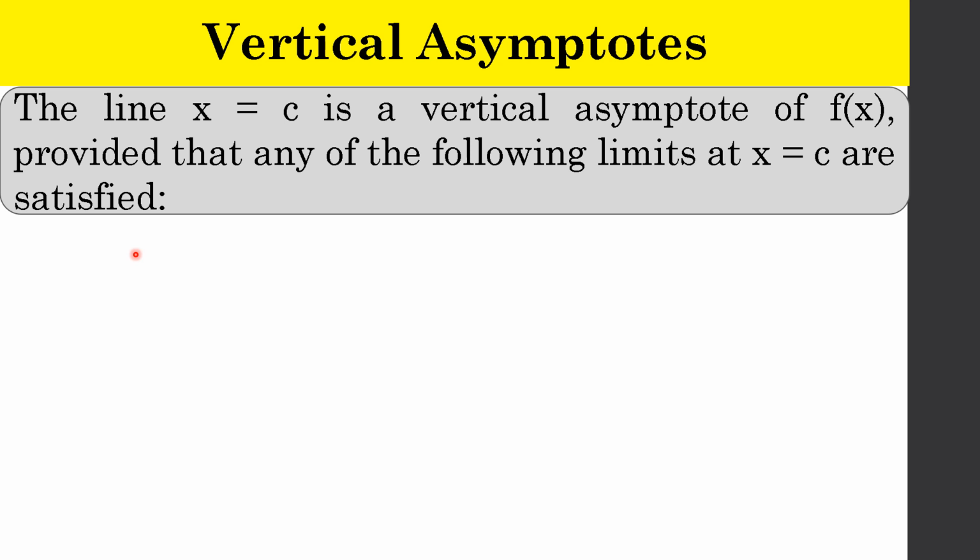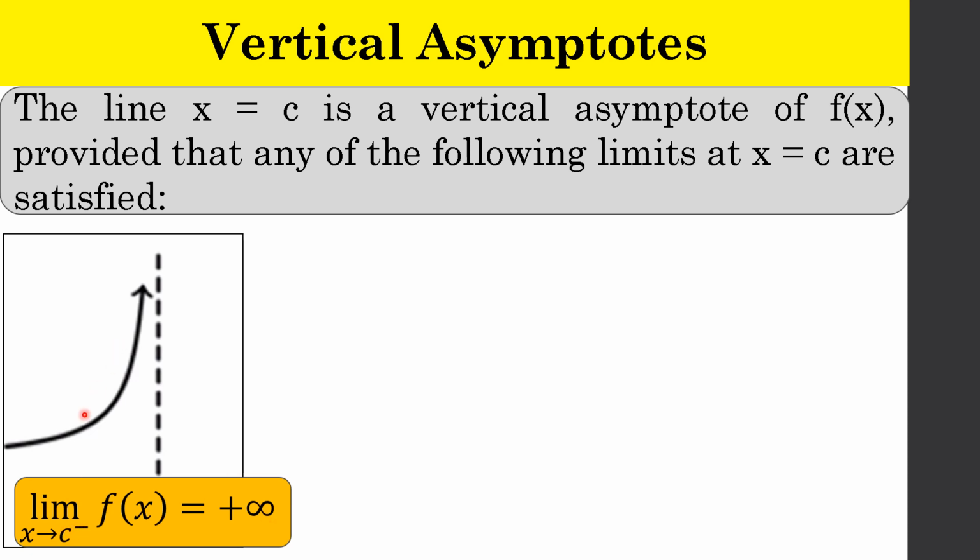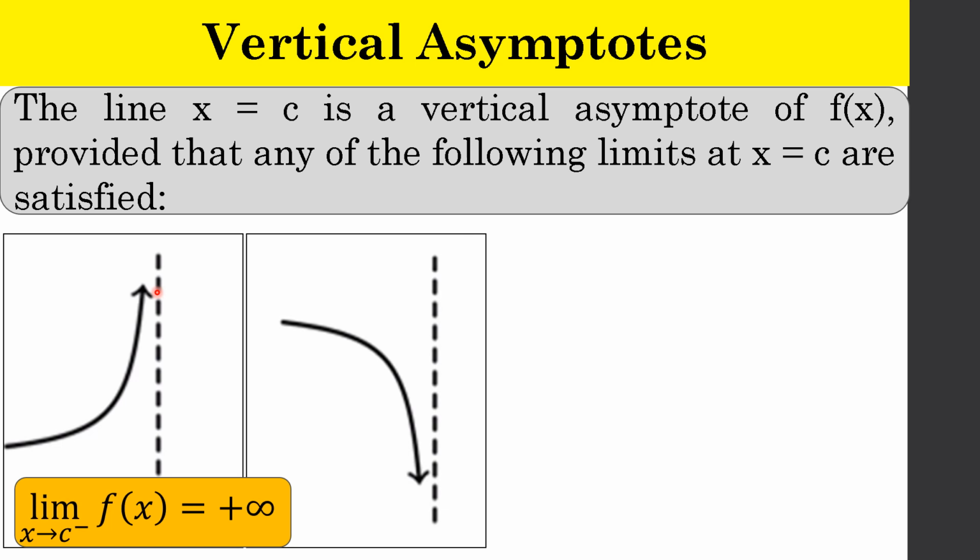Meron naman tayo dito ang apat na graph, okay? Para masabi natin that the line x is equal to c is a vertical asymptote of your function. The first one, ito ang graph na paakyat to the left of your y-axis. The limit of the function is equal to positive infinity as x approaches c negative. Okay? Positive infinity kasi nga paakyat tayo ng y-axis. And negative kasi nasa left part siya ng ating y-axis.